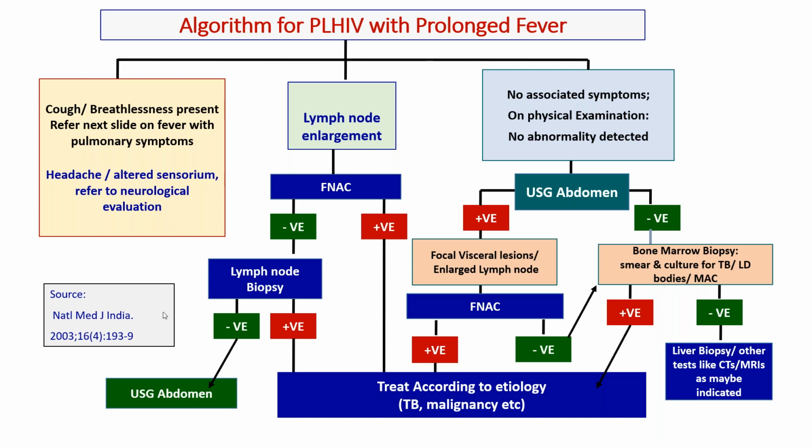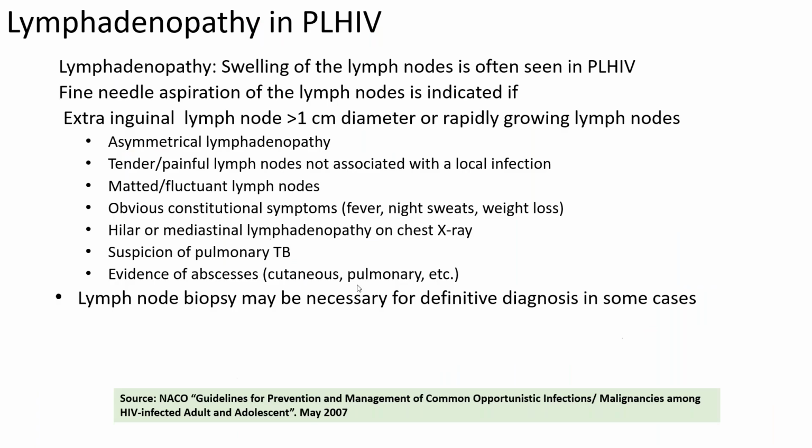If the patient has lymph node enlargement, you can do an evaluation of the lymph node and find out what is happening. If none of these is present and no associated symptoms are pointing to any particular system, you may need to evaluate these patients on a separate track to find out the cause. So this is just an algorithm which is used in our national program for patients who have prolonged fevers. I've just put it up to explain to you that so many examinations and investigations may be needed to arrive at the etiology of fevers.